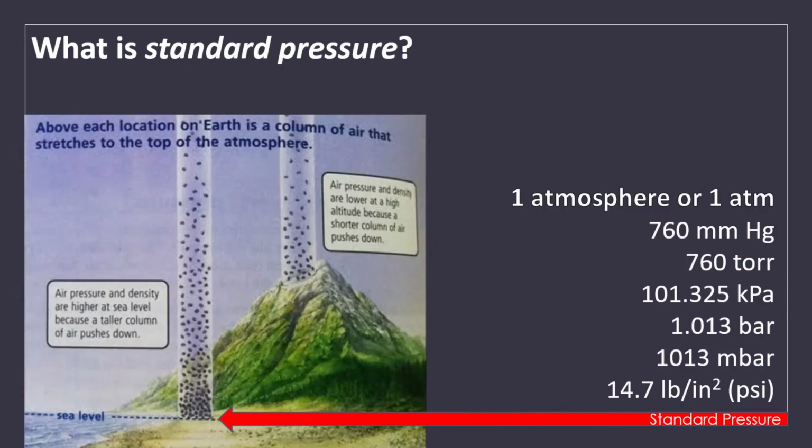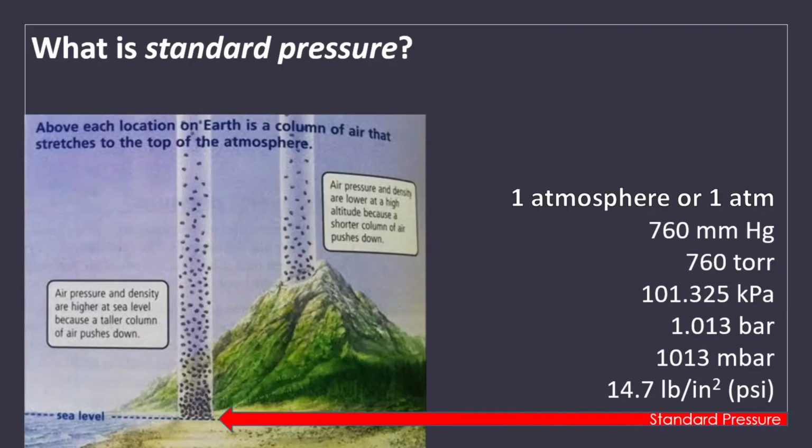Now, the fourth unit over here, 101.325 kilopascals, is also a unit of pressure, and that's the SI unit of pressure. It's used in physics and engineering, and well, actually, the SI unit of pressure is the Pascal.